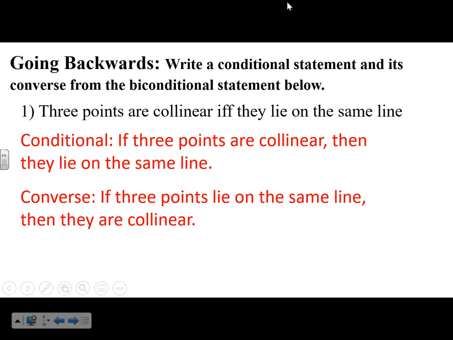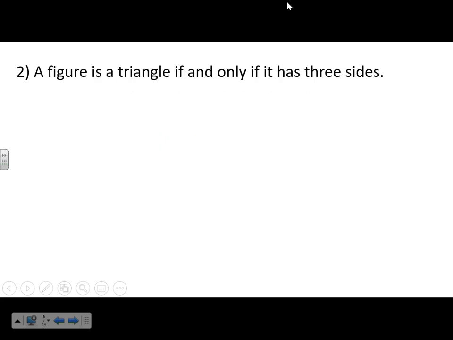Now again, the wording doesn't have to be exactly 100% the same, but I also will tell you, if you flip-flop those and had your conditional say this and had your converse say this, that's completely fine. You'll still get the right answer, but again, I try to make my conditional mimic my biconditional and vice versa. But since you can say it either way, it doesn't matter which way you say it for this example.